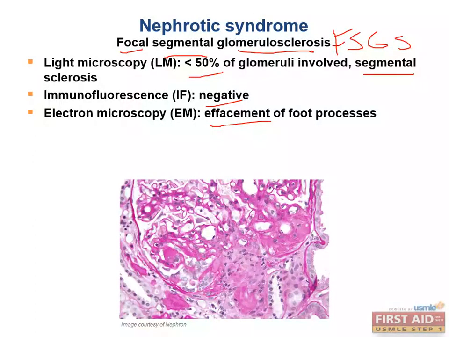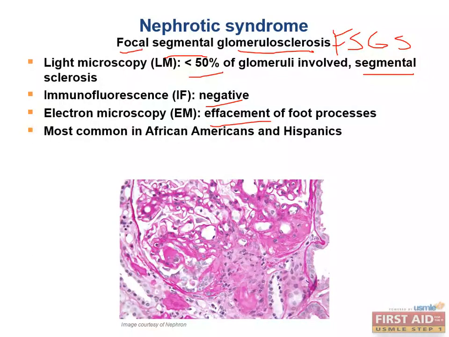of the glomerulus. And this disease, FSGS, is a common cause of nephrotic syndrome in adults and is the most common glomerular disease in African Americans and Hispanics, and importantly, HIV patients.